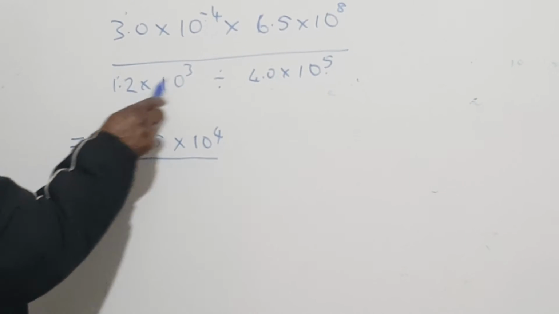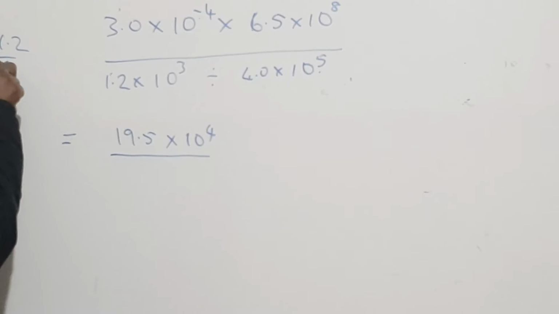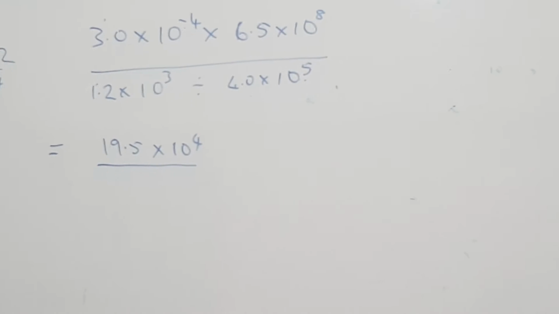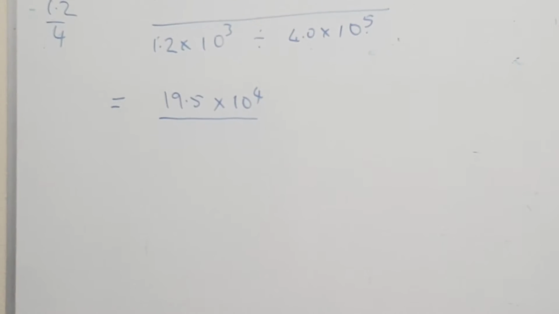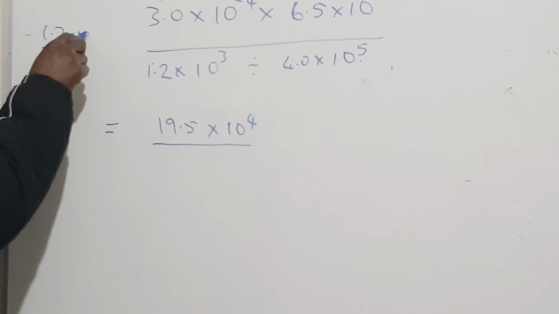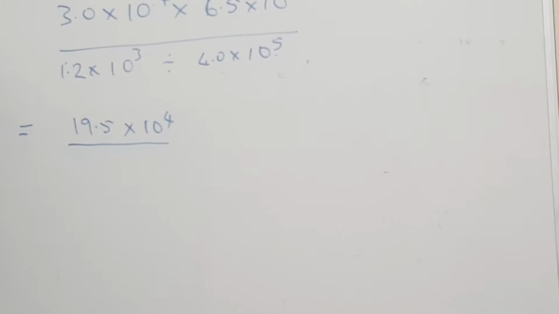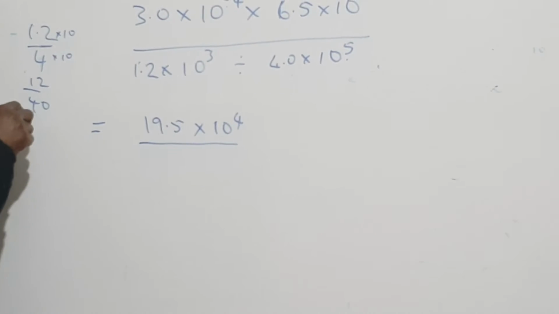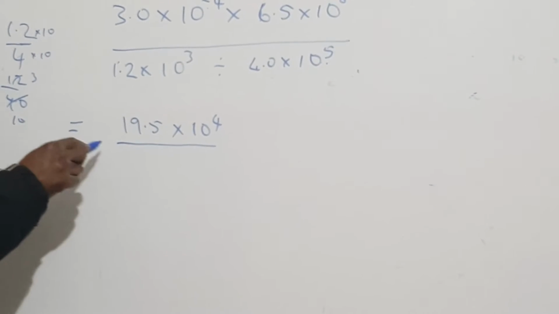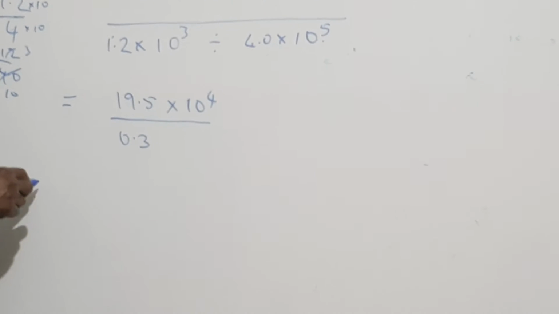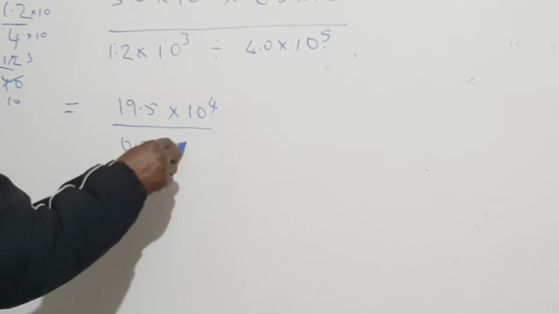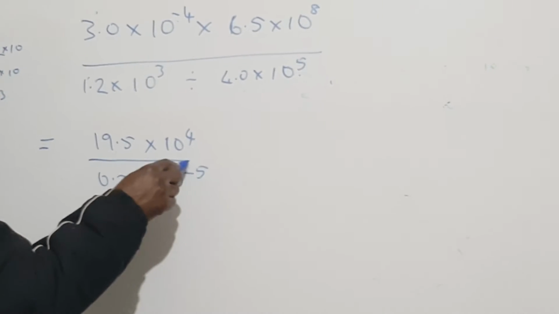So 1.2 divided by 4, what is that? Ali, how do you quickly do this? 0.3. You could just turn 1.2 into 12, then 12 divided by 4 is 3, and then turn it back into a decimal. Multiply top by 10, multiply bottom by 10, that will be 12 over 40. So 4 goes into 12 three times, so this is 0.3. Now we have 10 to the power 3 divided by 10 to the power 5, we subtract, times 10 to the power minus 2.